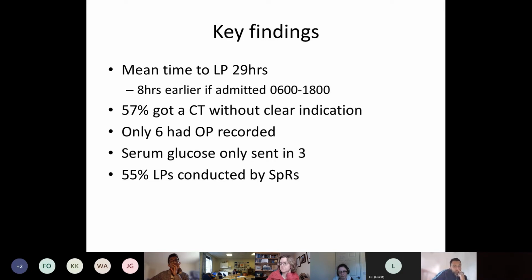It's a clear indication. Only 6 had an opening pressure recorded, and that can be very helpful. Serum glucose was only sent in 3, and 55% of LPs were conducted by registrars. Opportunity to learn lumbar puncture in MT or ACCS would clearly make a difference to when a patient gets them. Just running a risk to do them, then obviously there's going to be a delay.